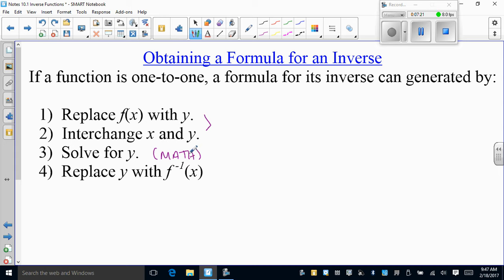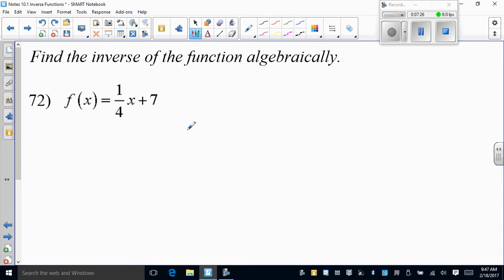Okay, so this one here, I'm going to go through all 4 steps. Step 1, change f of x to y. So y equals 1/4 x plus 7. Step 2, interchange your x and y. So x equals, I'm sorry, 1/4 y plus 7.